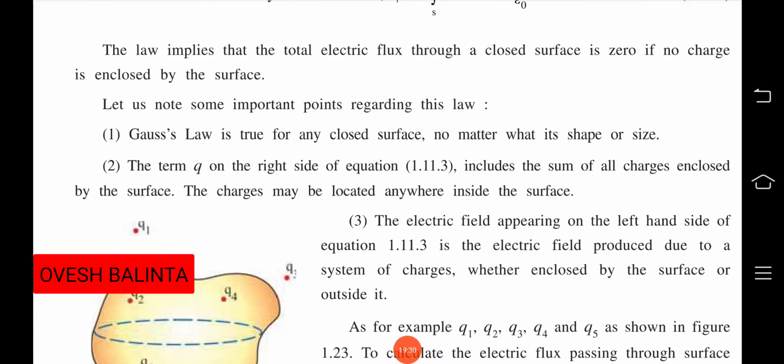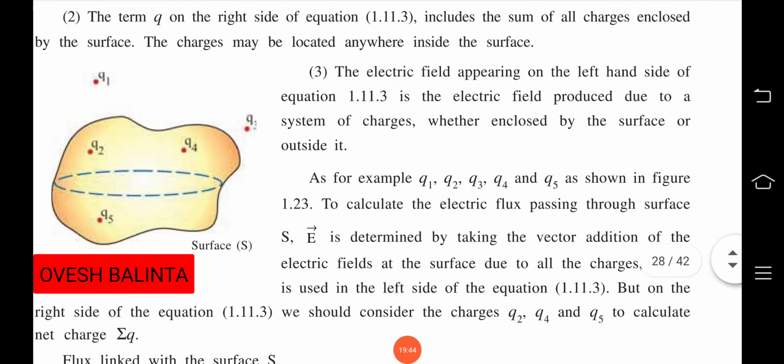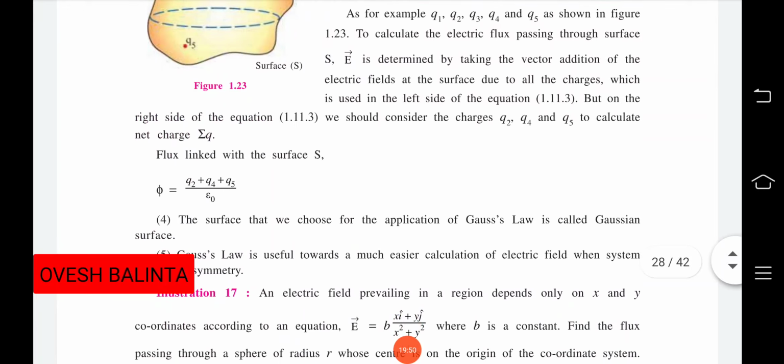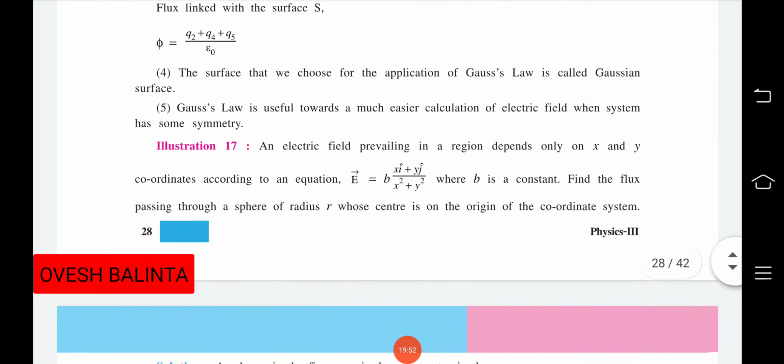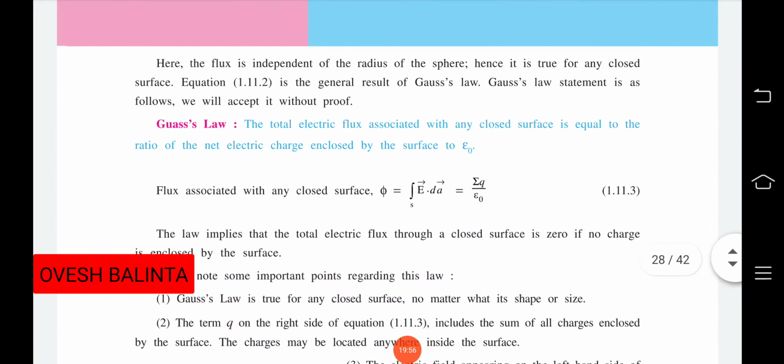The term q on the right side of the equation includes the sum of all charge enclosed by the surface. The charge may be located anywhere inside the surface. Wherever the charge is, you can calculate it and solve it, so it is easy for you. This is our Gauss law. Now afterwards we will talk about this in your book.